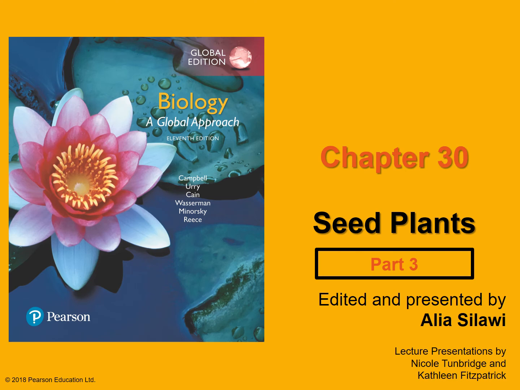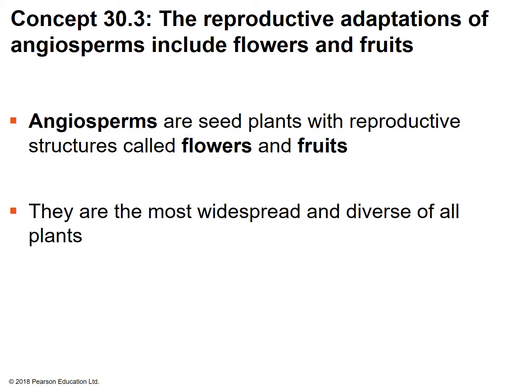Hello, this is the final part of chapter 30, which is part 3. Now, we're going to continue talking about seed plants, and we're going to talk about angiosperms, or the flowering plants. The reproductive adaptations of angiosperms include flowers and fruits. They are the most widespread and diverse of all plants.